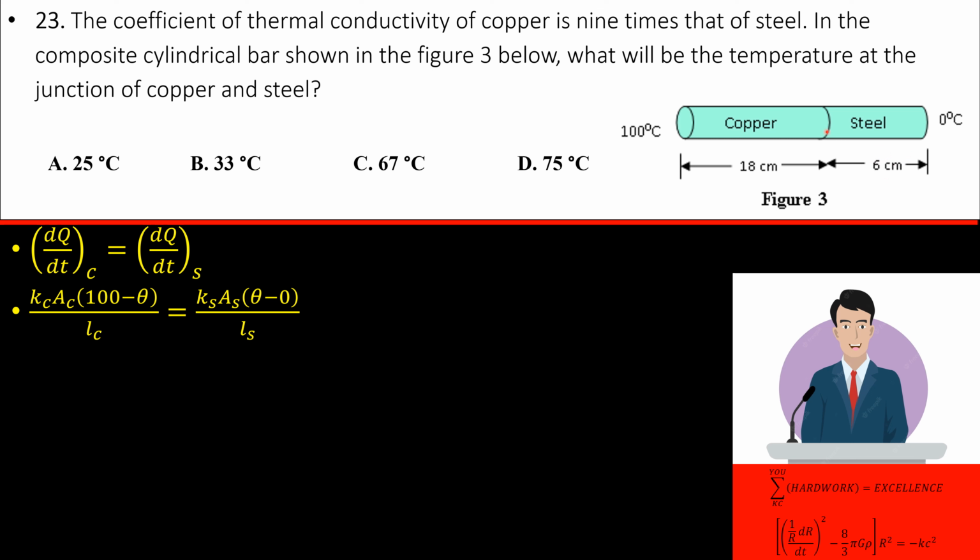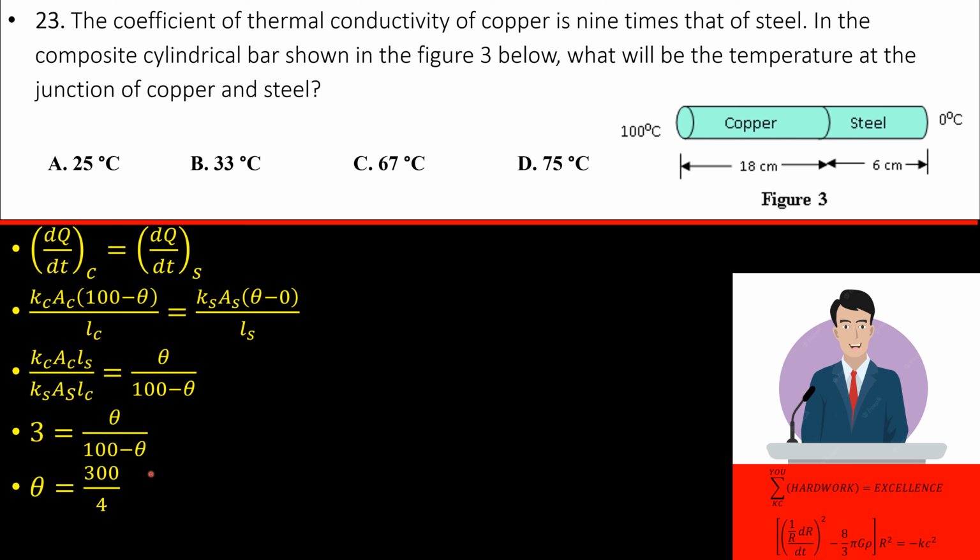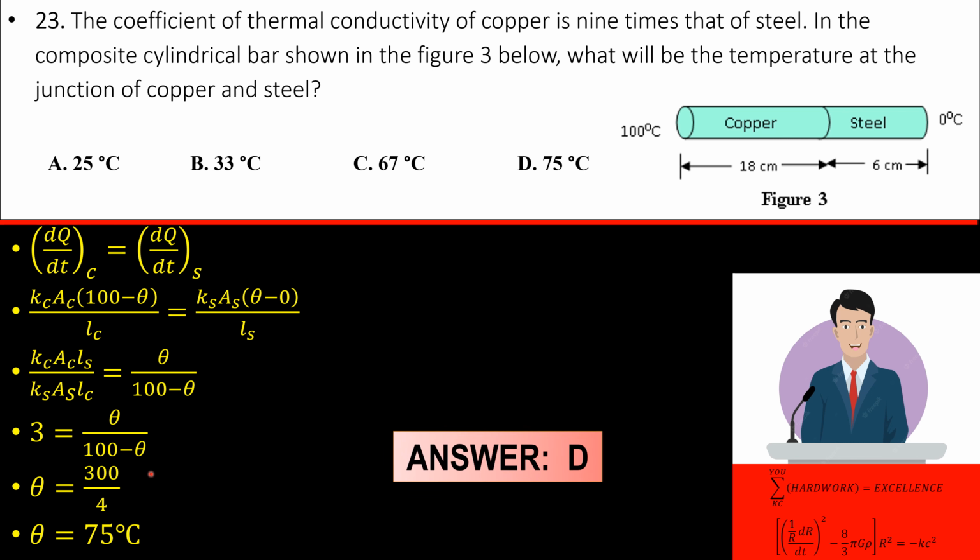So you notice that I'm taking theta minus 0 as the temperature difference across the steel, divided by the length of the steel. Since we're looking for theta, the temperature at the junction, we can just take those terms to one side. You'll notice that Kc over Ks, the thermal conductivity of copper, is 9 times that of steel, so Kc over Ks is basically 9. But the length of copper is 3 times the length of steel, because you have 18 and 6 here, so you actually have 9 over 3, which gives us 3 here. And so we make theta the subject. That's now mathematics, and our theta is 75 degrees, and so the answer is D.